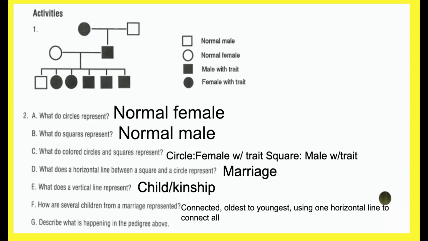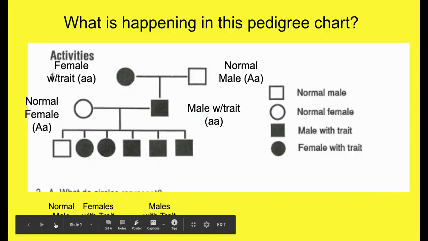And how are several children from a marriage represented? They are connected with a horizontal line, but they also are connected with this main vertical line, which means that they're all siblings. So we're going to look next at what's specifically going on in this chart.